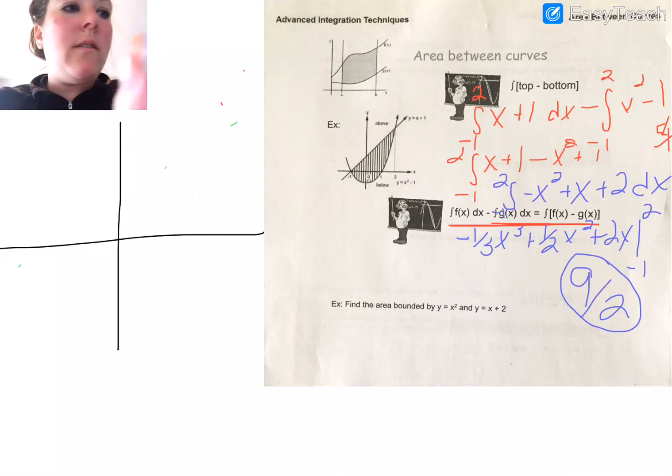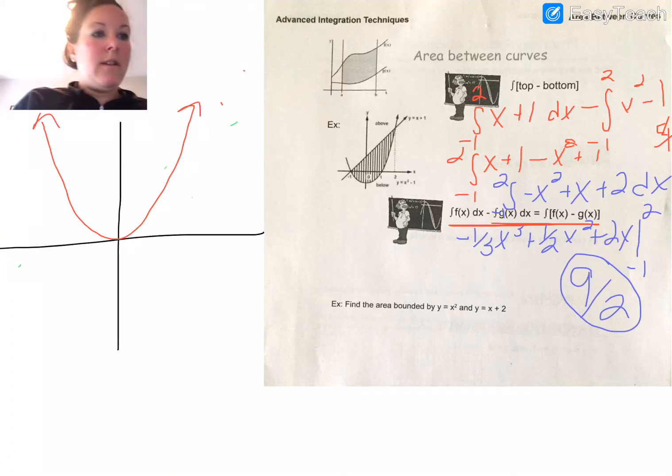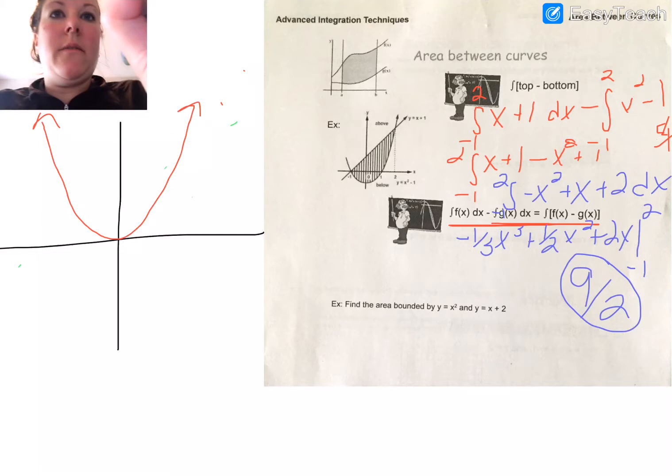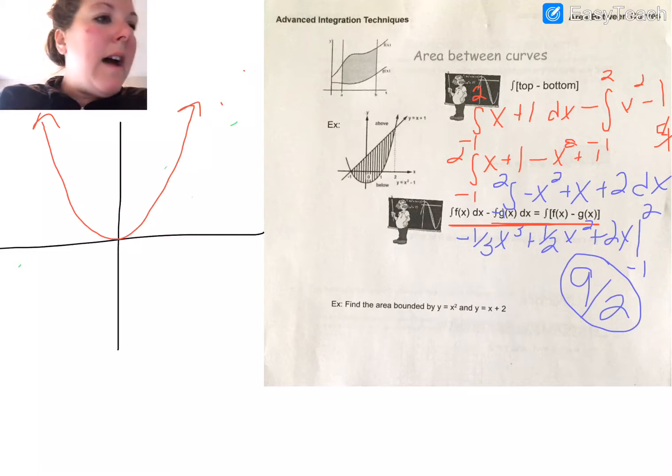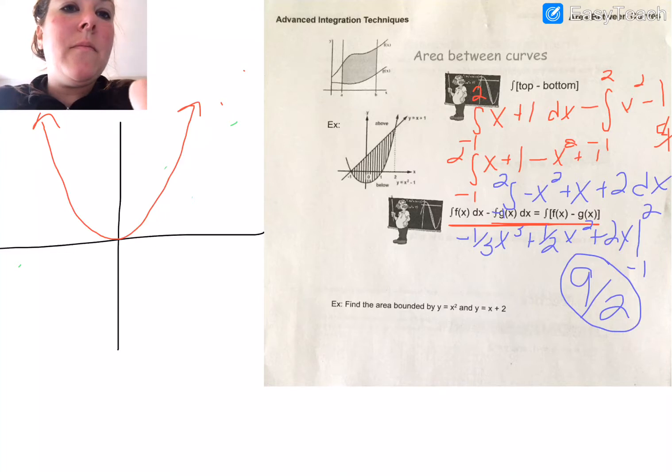Knowing your functions is going to be key here. And they don't have to be beautiful sketches. We don't need to be artists. There's my x squared and then my linear function. I'm going to have a y-intercept of 2 and a positive slope, so it should look something like that.